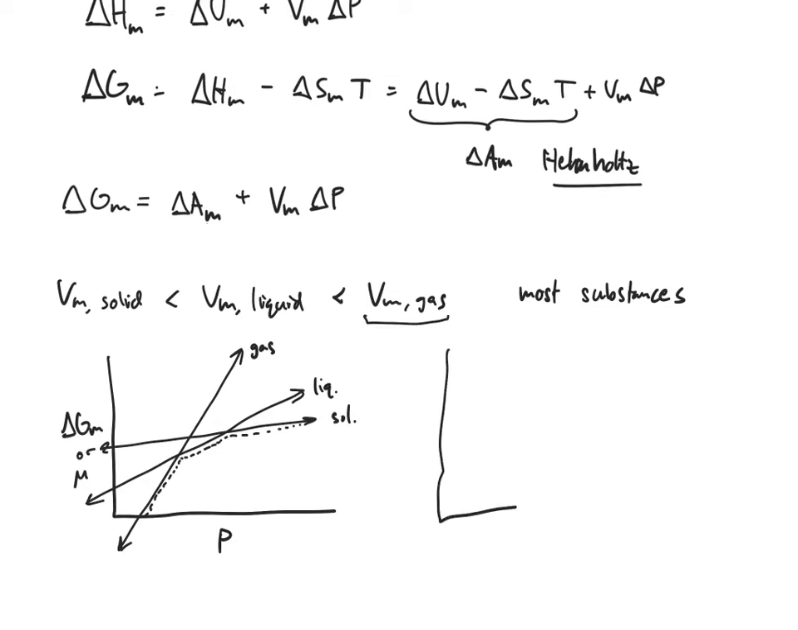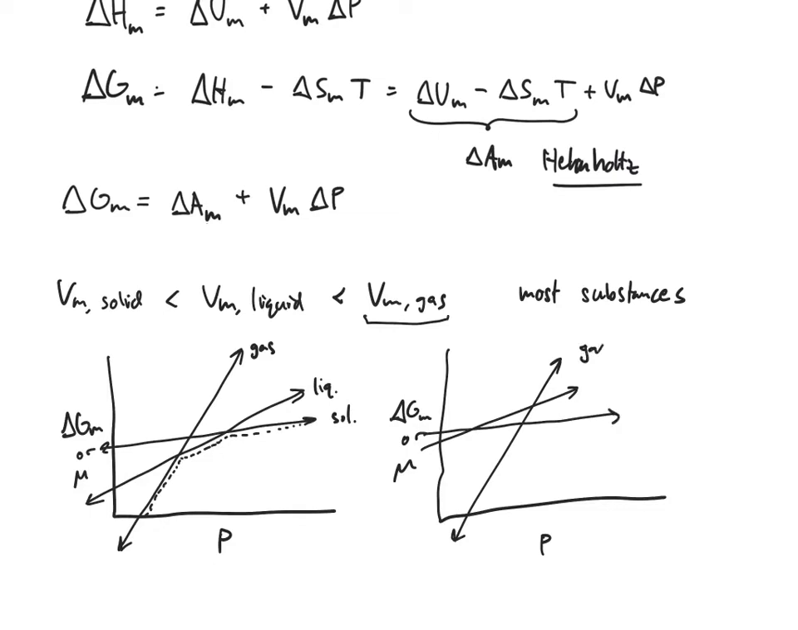And of course, another possibility is that the curves don't line up in exactly the same way. So we'll have the gas, and then we'll have the liquid, and then we'll have the solid. And in that case, we'll have a transition straight from the gas to the solid with an increase in pressure. That is also possible. Then if we have all three of those curves intersect at exactly the same point, that corresponds to the triple point.